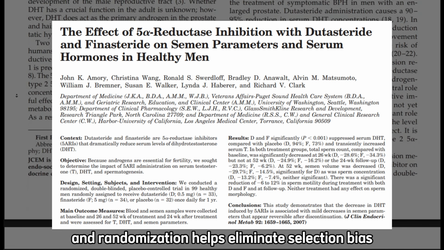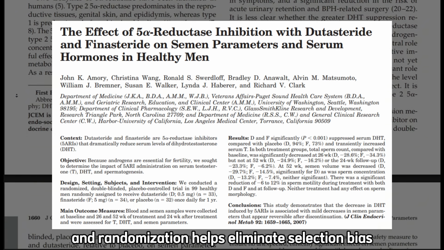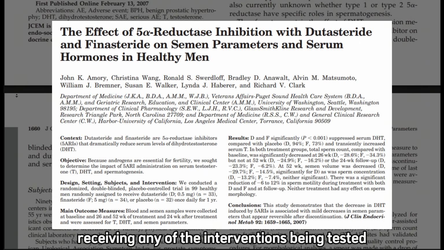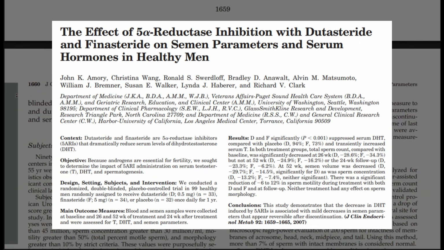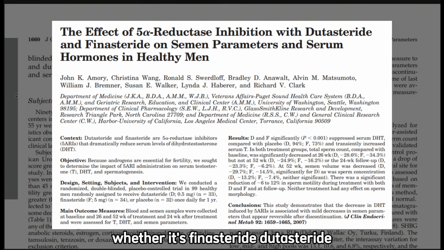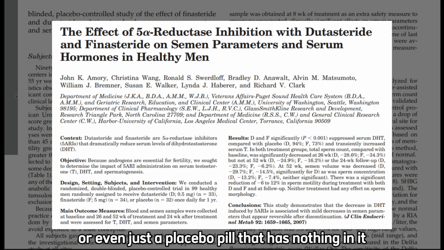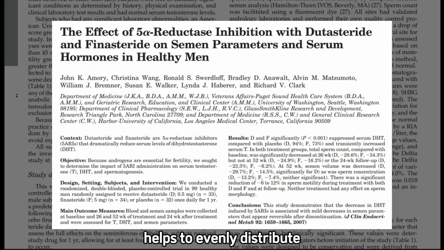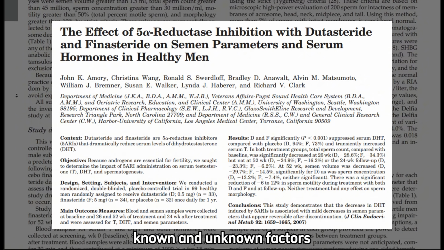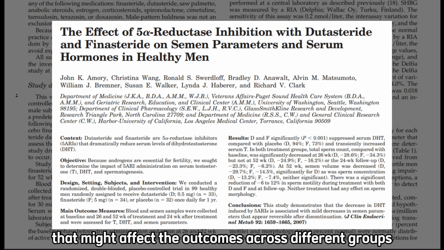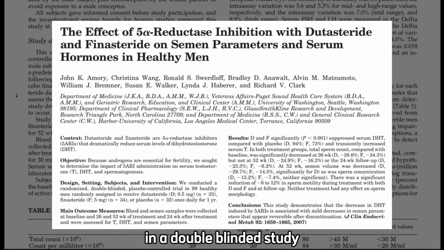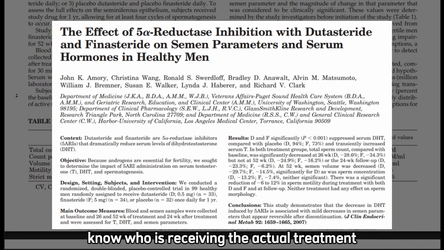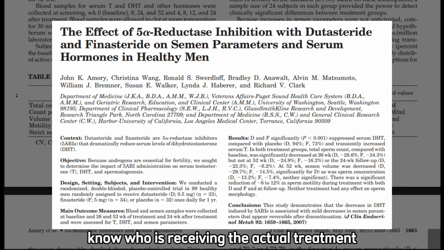And randomization helps eliminate selection bias by ensuring that each participant has an equal chance of receiving any of the interventions being tested, whether it's finasteride, dutasteride, or even just a placebo pill that has nothing in it. This process helps to evenly distribute known and unknown factors that might affect the outcomes across different groups.